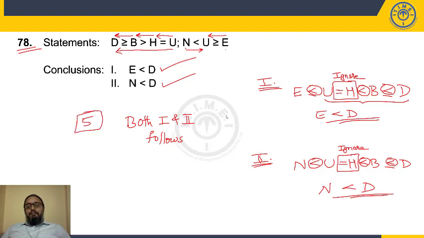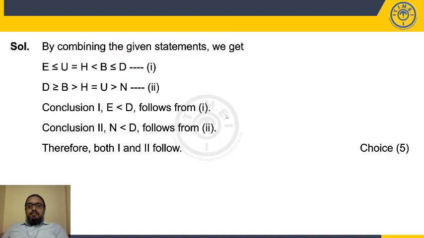Understood that? Okay. So this is how you do symbols and notations. Yeah, choice 5. So these are the questions you have in this set. Okay, next.